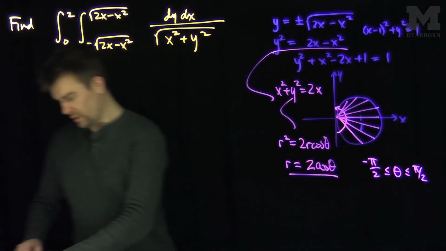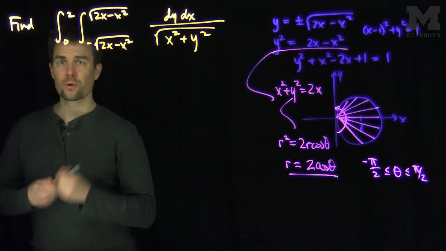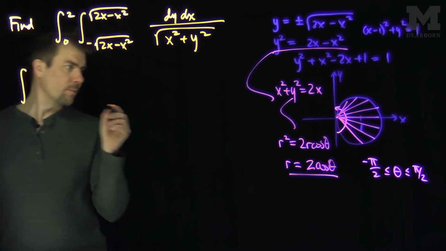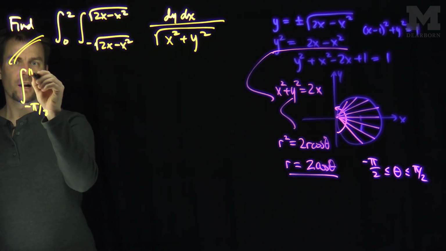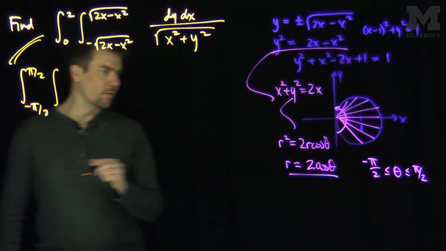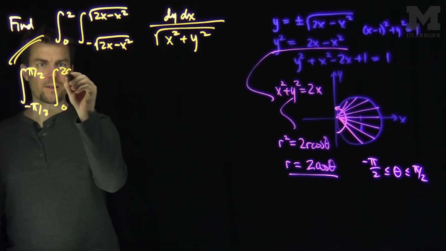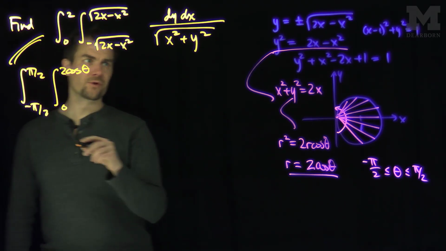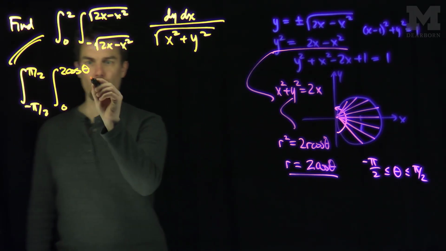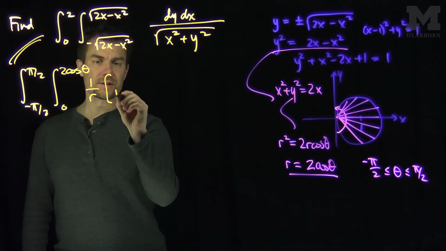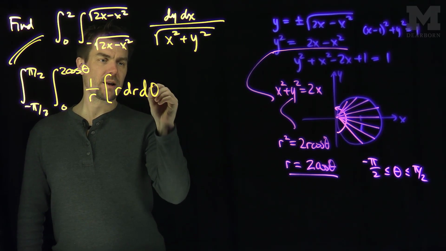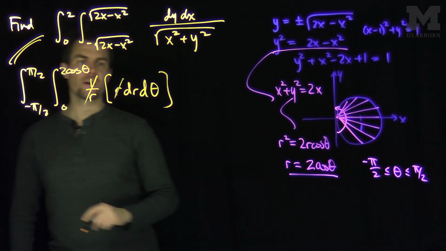So let's change to polar coordinates. If we change our integral to polar coordinates, this will become the integral where the angular variable is from negative pi over 2 to pi over 2. Then I integrate r from 0 to 2 cosine theta. And here's where the great simplification comes in. The square root of x squared plus y squared is r, so we have 1 over r. And now the Jacobian in polar coordinates is going to be an r dr d theta. So the r is just going to cancel out over here.